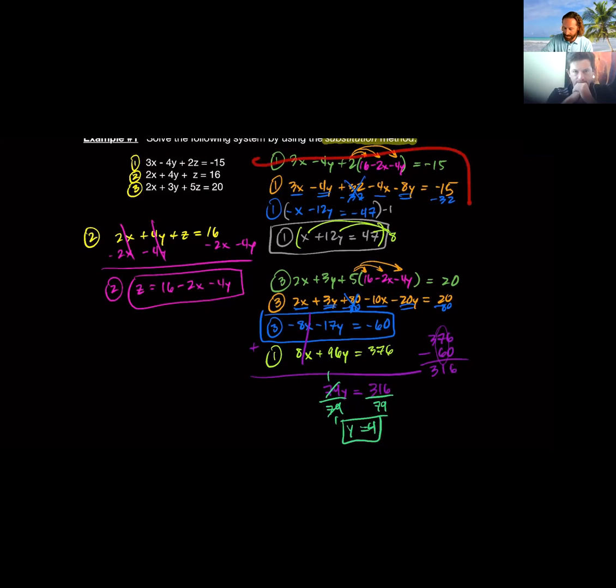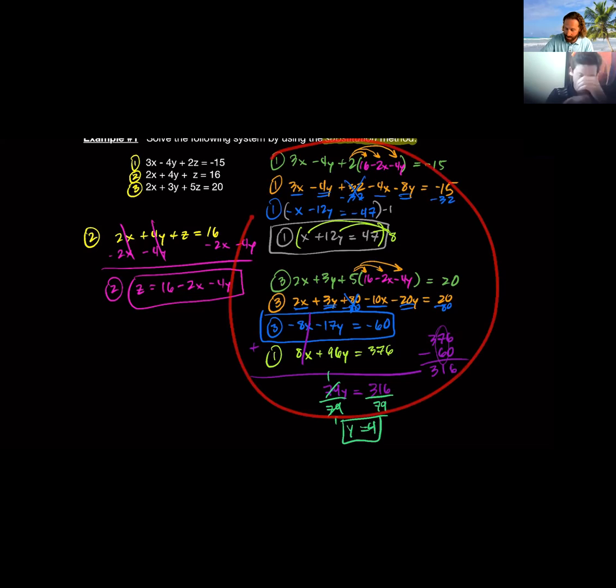Look how I'm nice, neat, and organized. I'm not saying that you have to get out your kids' crayons or your little brother or sister's colored pencils, right? But it helps. It helps to keep it clean, nice, neat, and organized. Because guess what? You're going to be doing a lot of stuff like this in calculus, right? So you might as well get used to it.